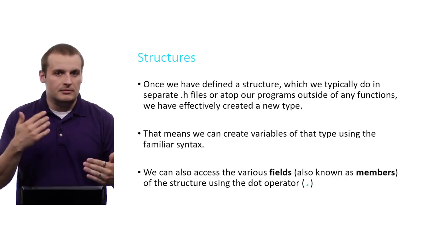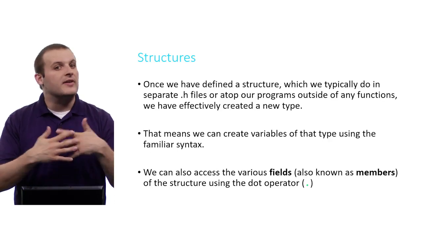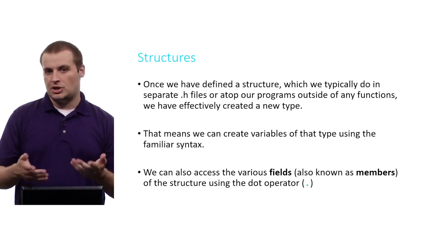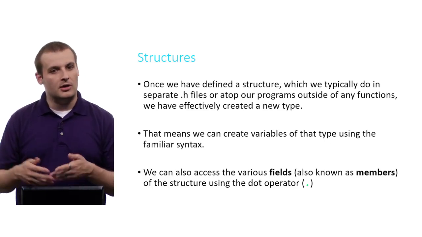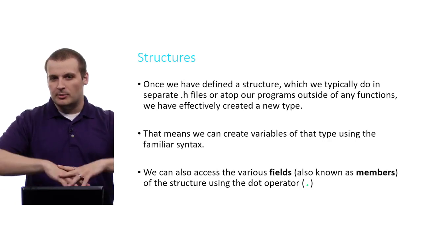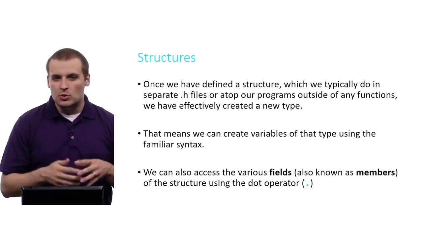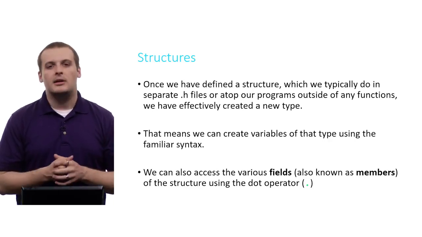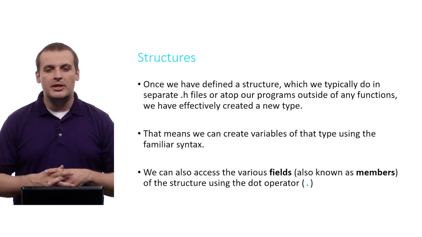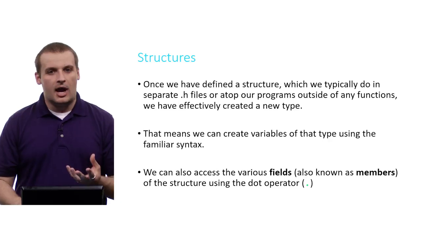And we can create variables of this type just like we can create variables of any other type. Int x, that's how we create an integer called x. Struct car y, that's how we create a variable called y of type struct car. So that's how we create the variable overall. How do we access the individual fields or members of that structure? Well, we can do so using something called the dot operator.